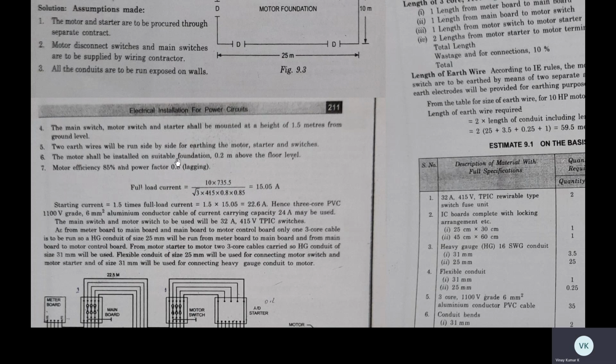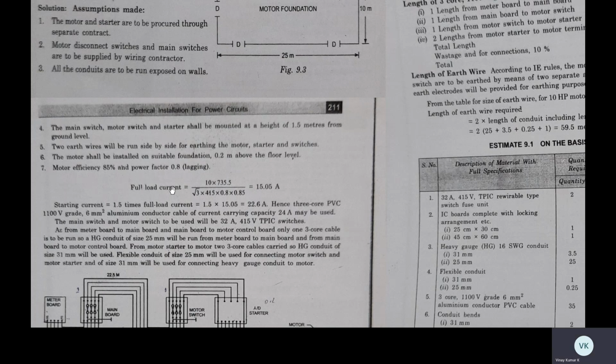Two earth wires will be run side by side by earthing the motor, starter, and switches. Two earth wires should be required here. And the next thing is, the motor shall be installed on a suitable foundation 0.2 meter above the floor level. That is, 0.2 meters above the floor is required for the foundation of the motor.